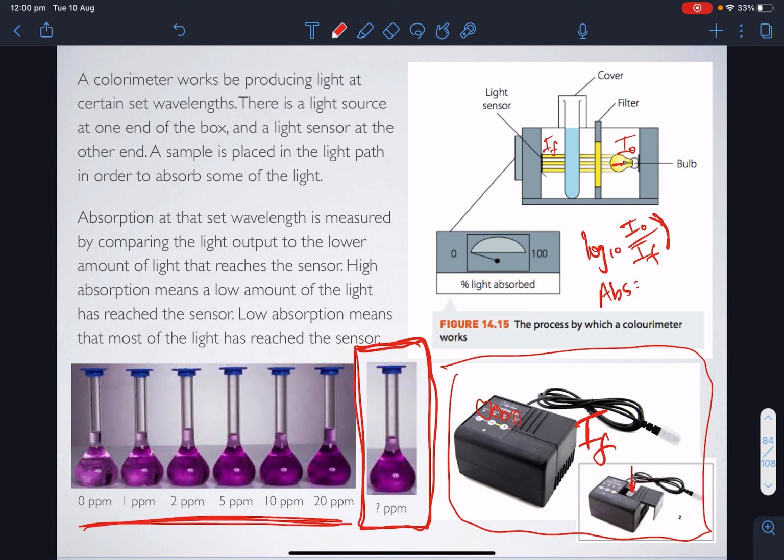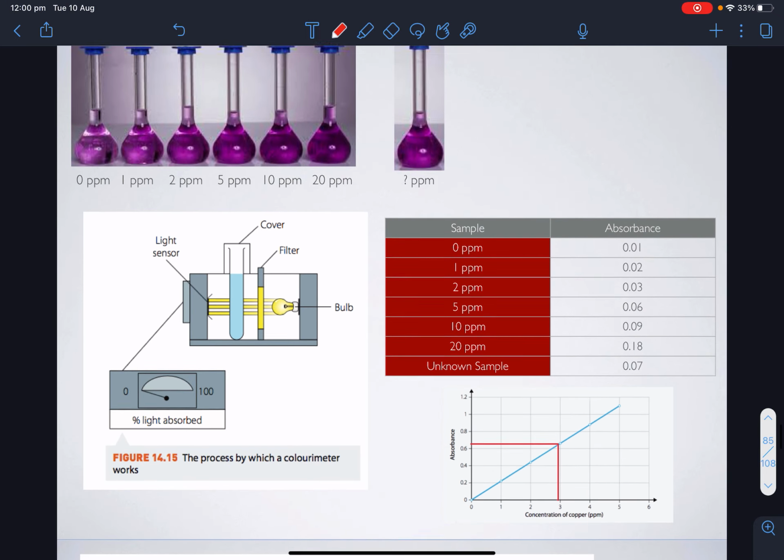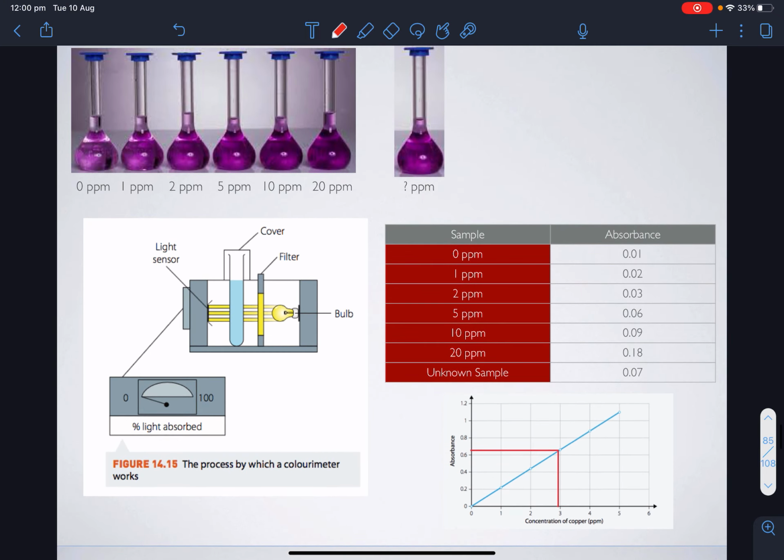Okay. So remember that high absorption means a low amount of light made it through to the other end, and low absorption means that most of the light made it through the other end. All right. As I was just saying, you'll make a concentration curve, measure those absorbances, you'll find the linear trend, and then you'll get your unknown and put that in. Okay. So the same processing as AAS.